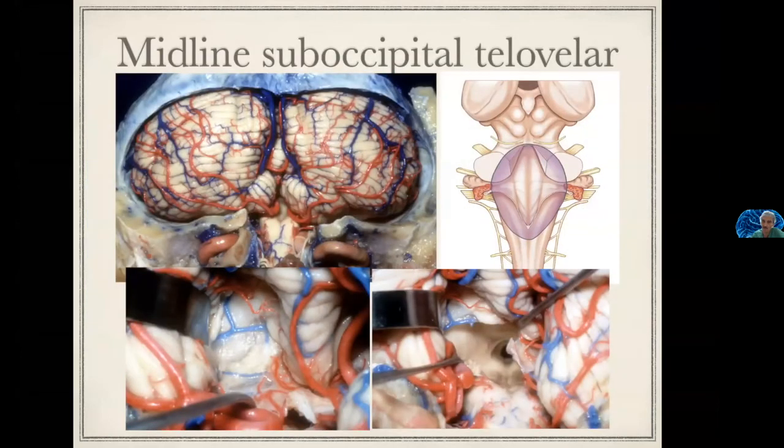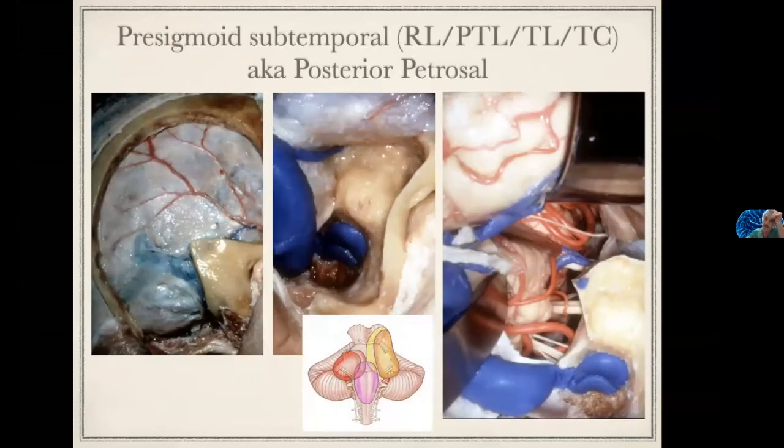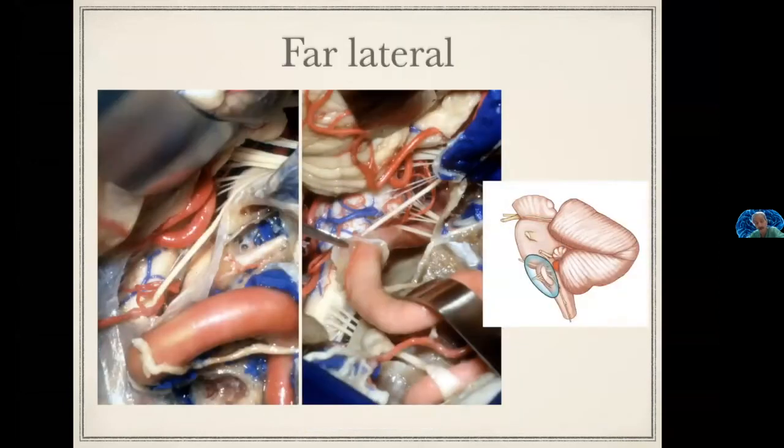Midline suboccipital, of course, for the floor of the 4th ventricle. Retrosigmoid is a very powerful, versatile approach for the entire side of the pons and upper medulla. Rarely used is the pre-sigmoid subtemporal posterior petrosal approach. If you have a really particularly difficult angle, the far lateral is extremely useful for the upper medulla and lower pons.